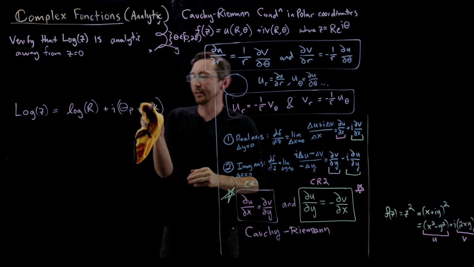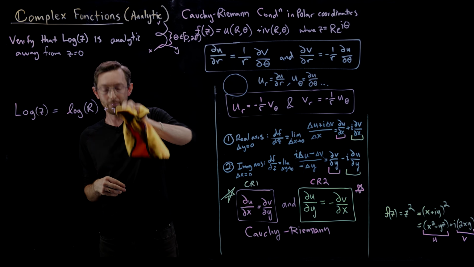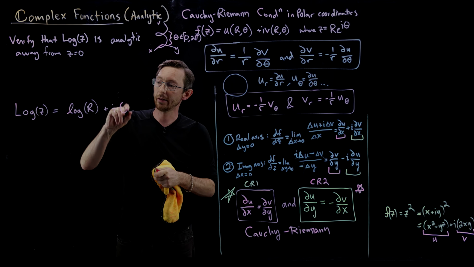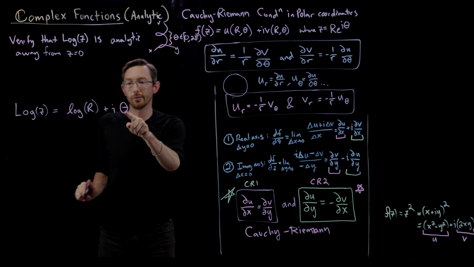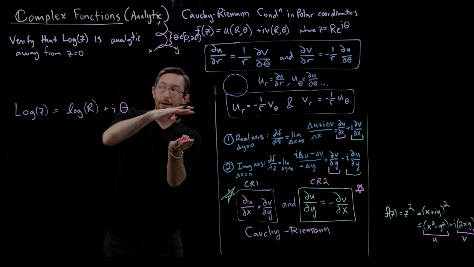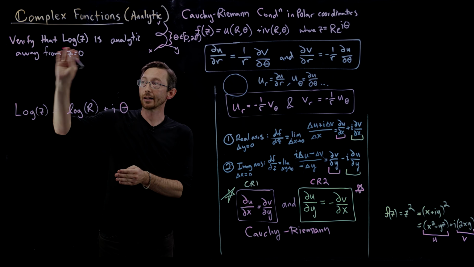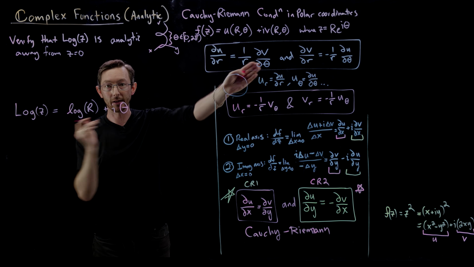Good. So we're talking about this principal branch of the complex logarithm, and I'm going to get rid of the p, and I'm just going to call this theta to make my life a lot simpler. We're on the principal branch of the complex logarithm. Theta is between 0 and 2 pi. And so as long as I talk about that branch, this log function is analytic away from z equals 0. And we're going to verify that using these Cauchy-Riemann conditions.